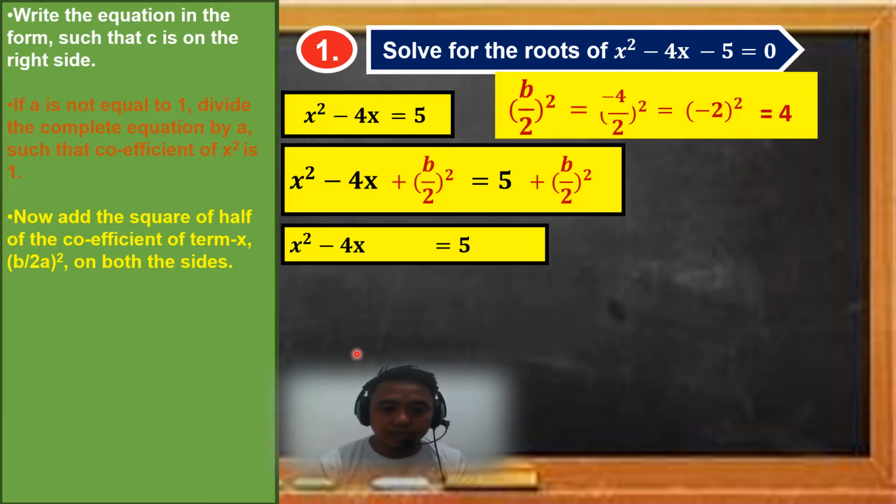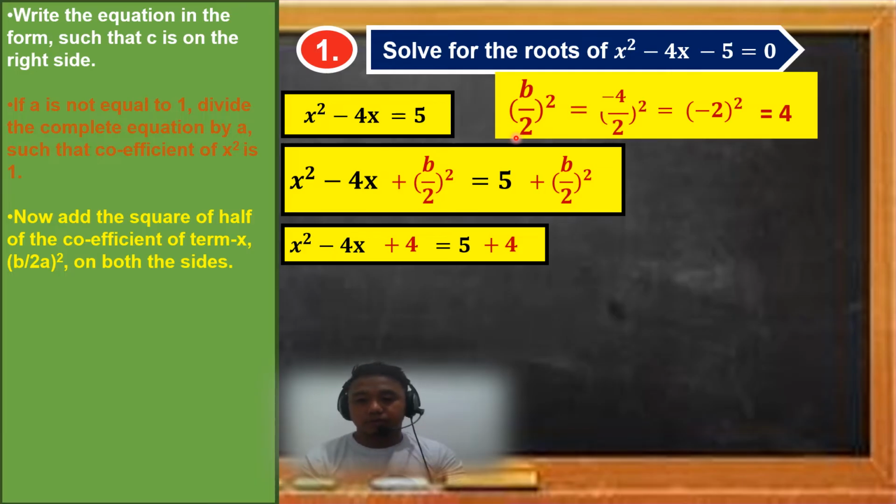So magiging ano na siya? X squared minus 4x plus 4 equals 5 plus 4. Saan natin nakuha yung 4? Huwag malilito, dito yan sa b over 2. Ito po yung critical dito, no? You have to know how to solve for b over 2. Yan, ito yung pattern. Yan yung i-add, yan yung magiging formula mo.